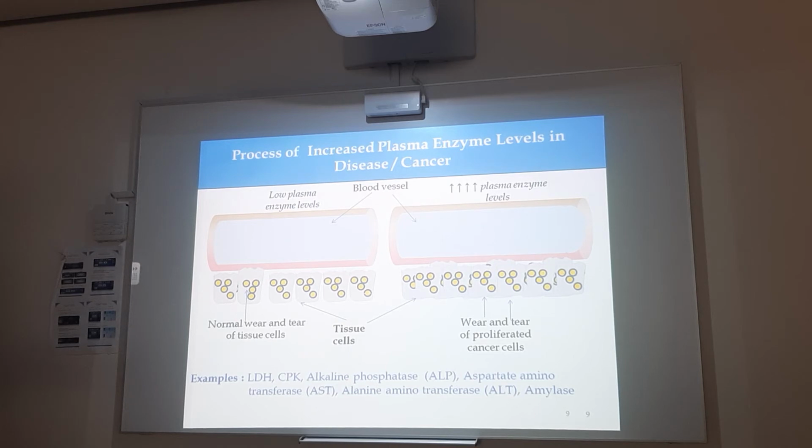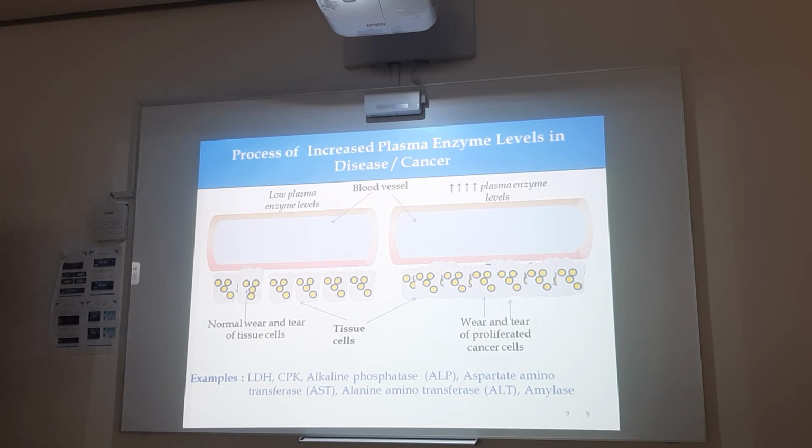Why is it that we do have plasma enzymes in circulation? Basically, we have wear and tear of tissue cells. So there is leakage, there is damage to some cells. As a result, we have release of these enzymes into the circulation. When we have cancer or hyperproliferation, what happens? We have more cells, more wear and tear, as a result, higher levels. So the levels you're going to see will be increased. How much depends on how much proliferation there is.